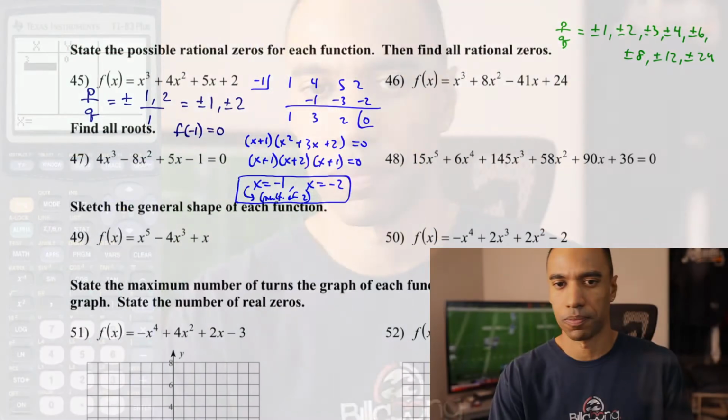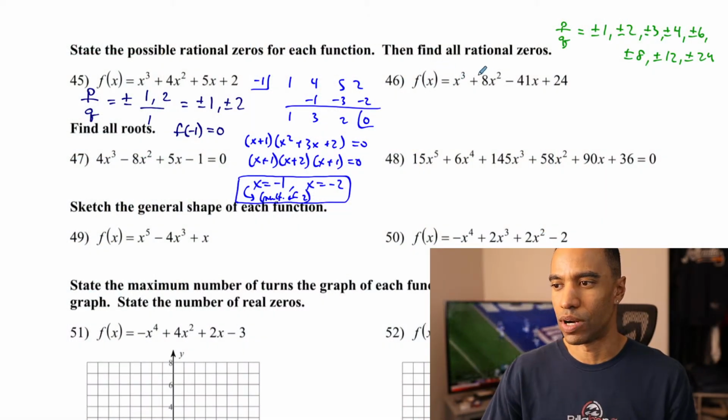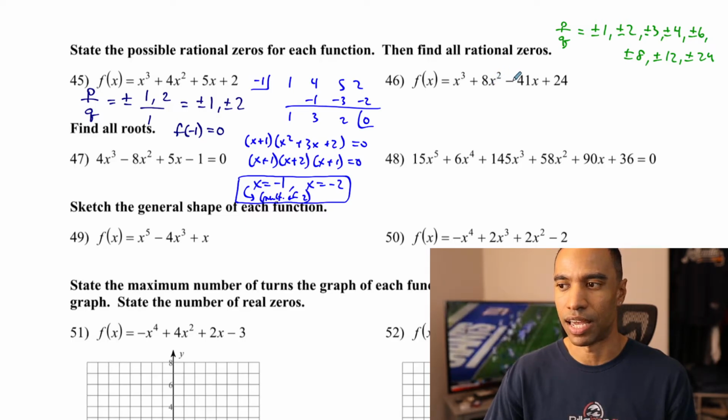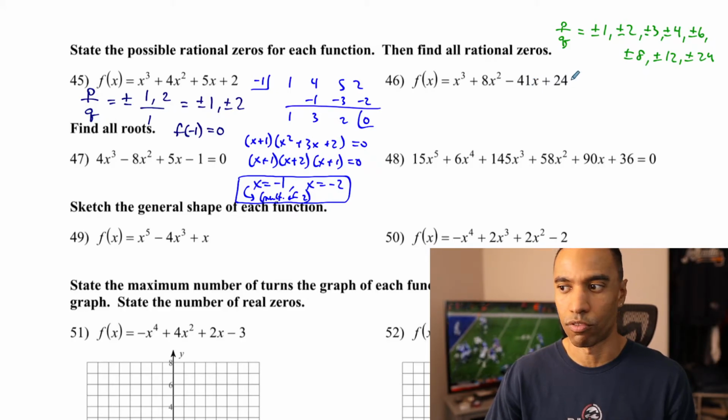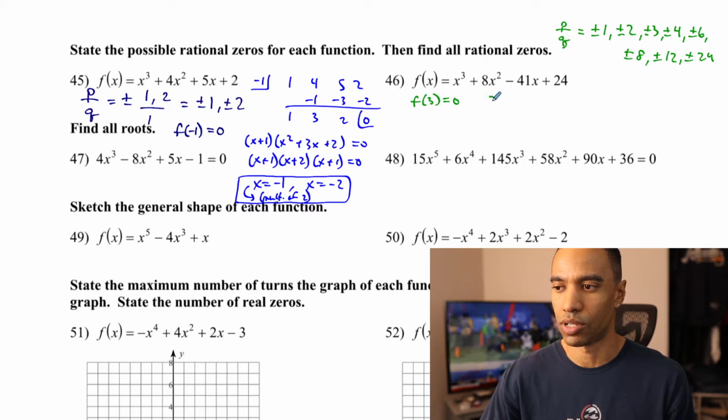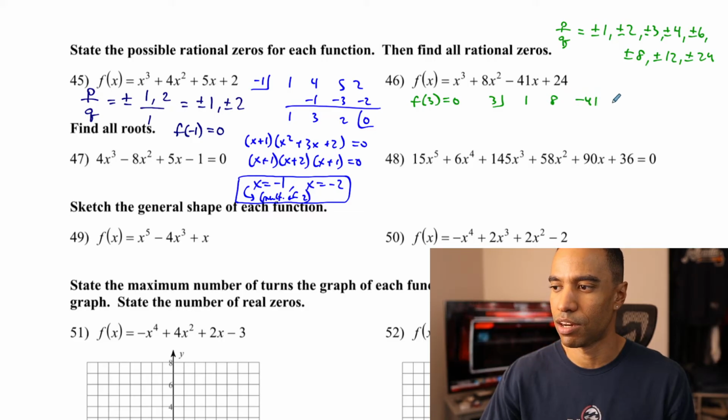So 3 works. So let's see if that works. 27 plus 9 times that's 72. That's 99 minus 123, which is negative 24 plus 24 is 0. That does work. So f of 3 equals 0. So let's use 3 as a root in synthetic division. I have 1, 8, negative 41, and 24.